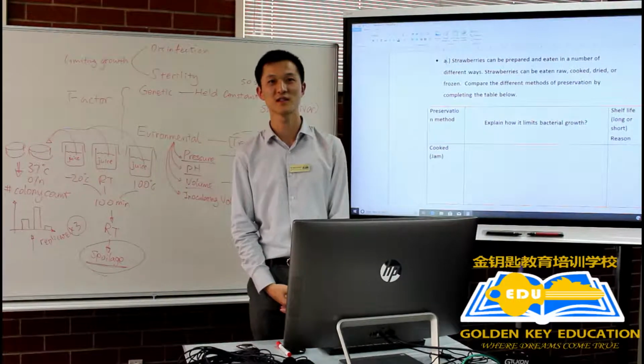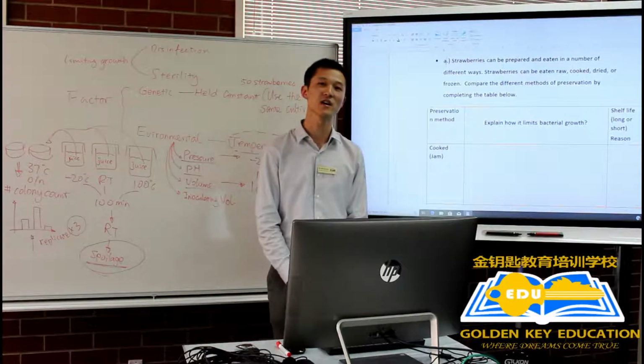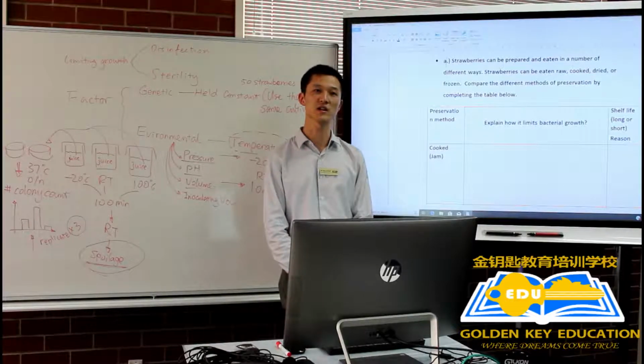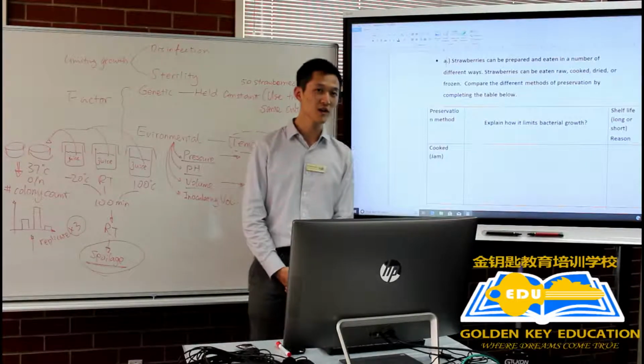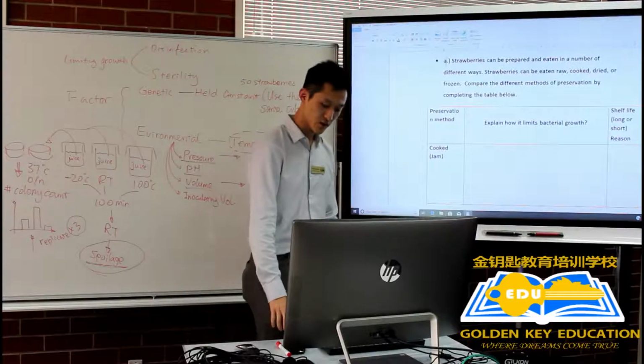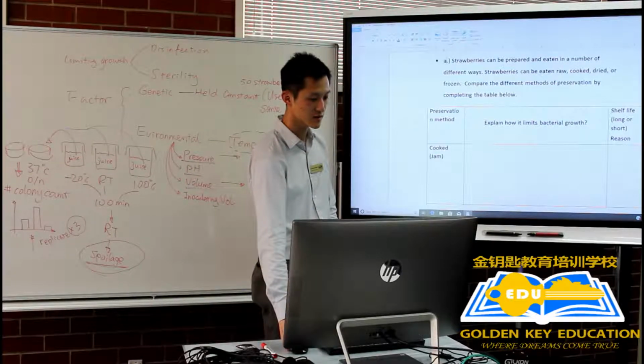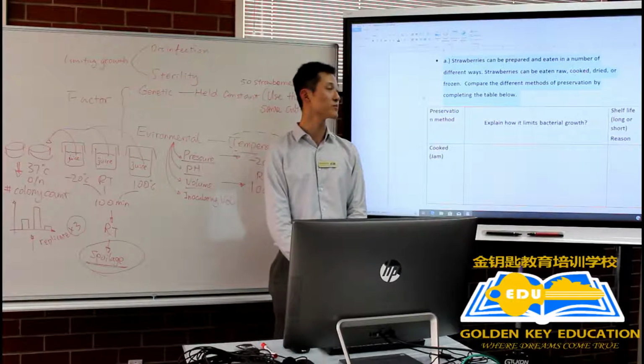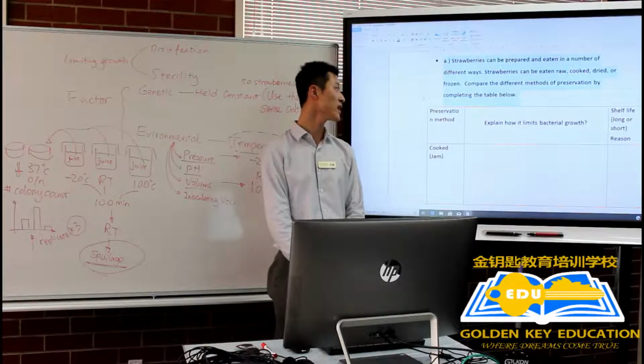My name is Vincent, and today we're going to talk about experimental design, which could be a potential question in a year 11 exam. So the question context is like this: basically it's trying to say the strawberry can be prepared and preserved in different ways.